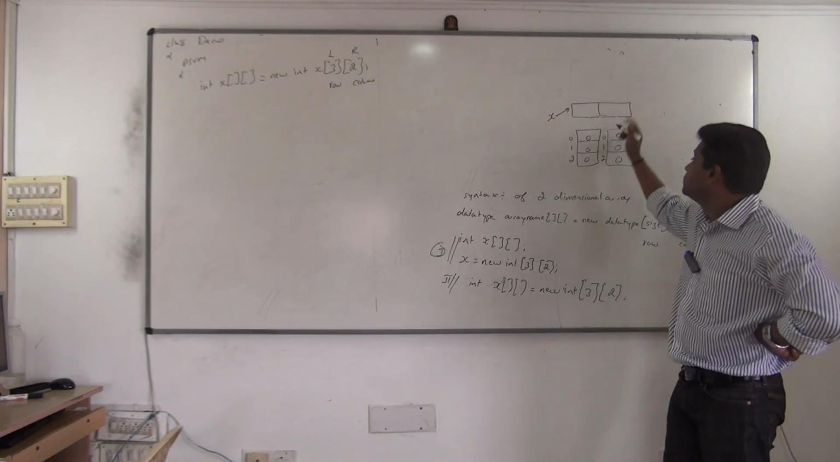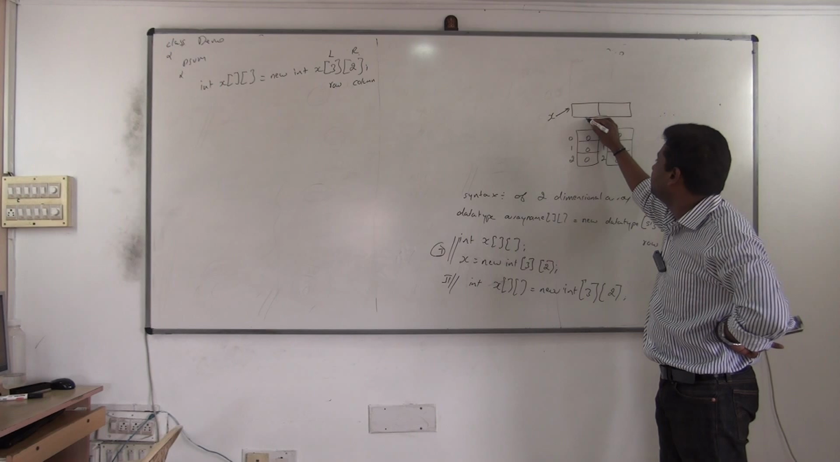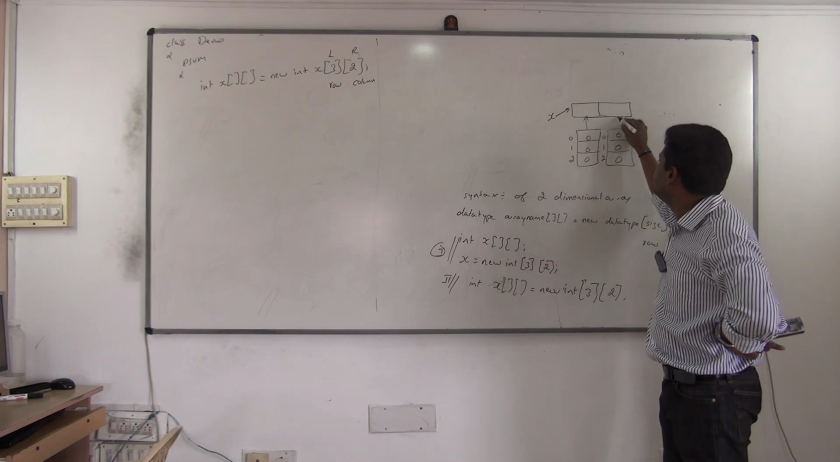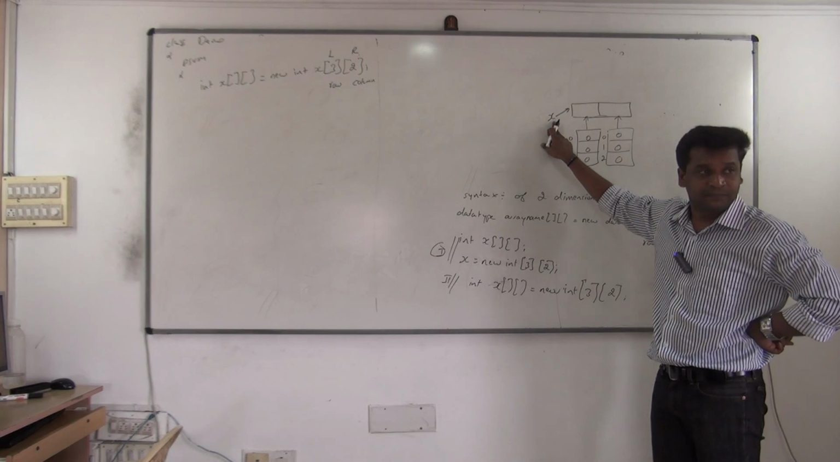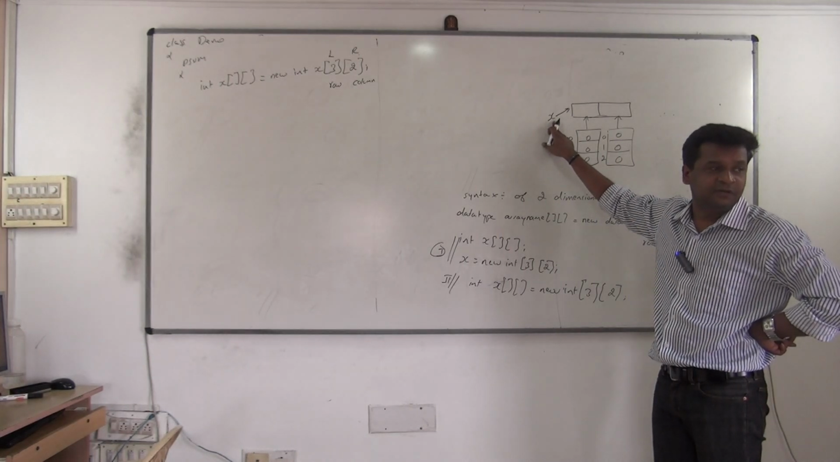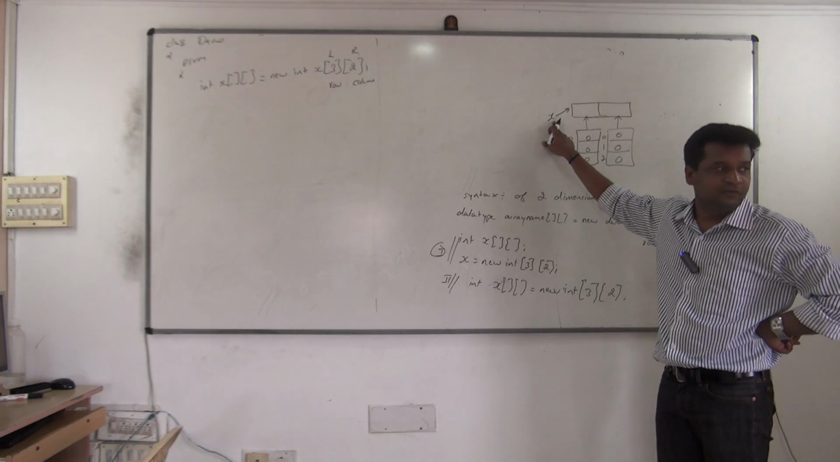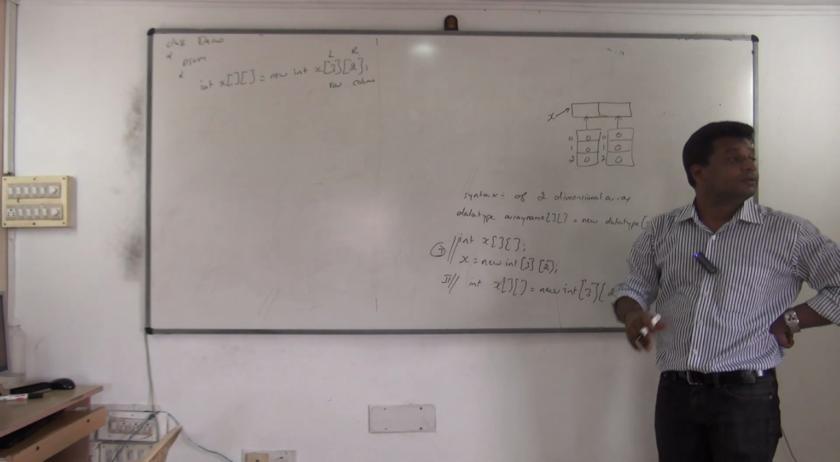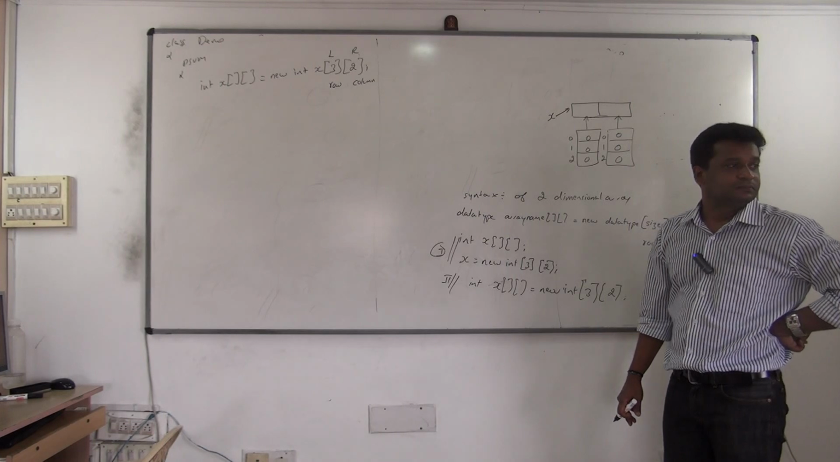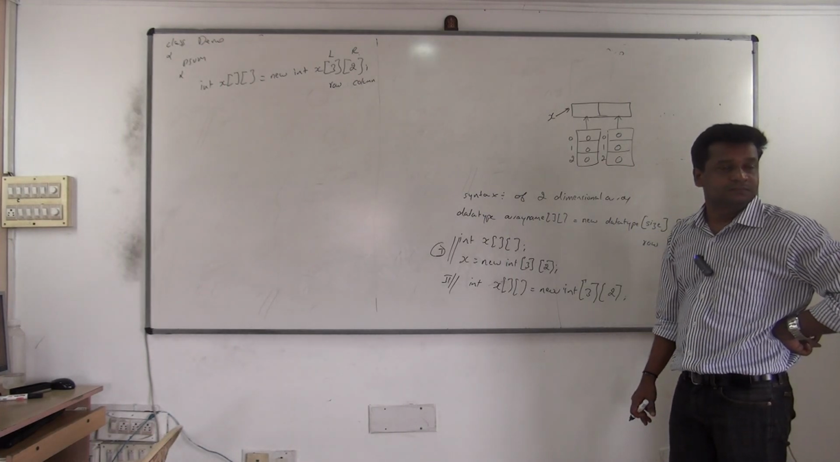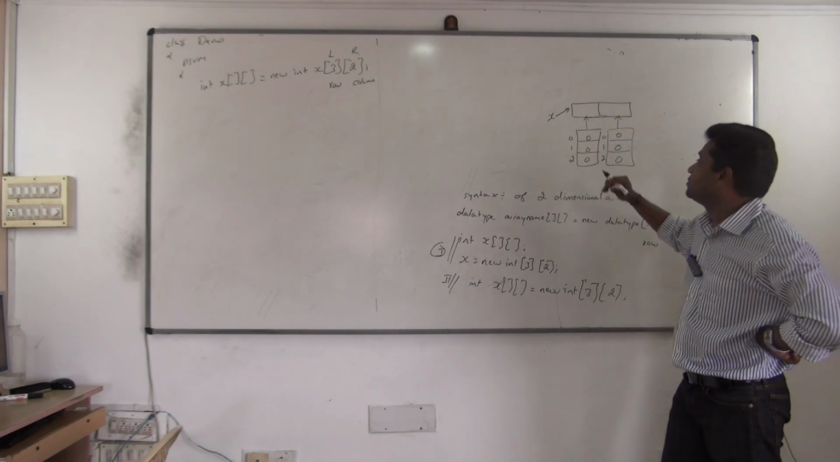This is an array of arrays. So the address of this would be kept here, and the address of this would be kept here. The address of this array is stored in x. Are you clear with this? Understood? This is how it's stored.